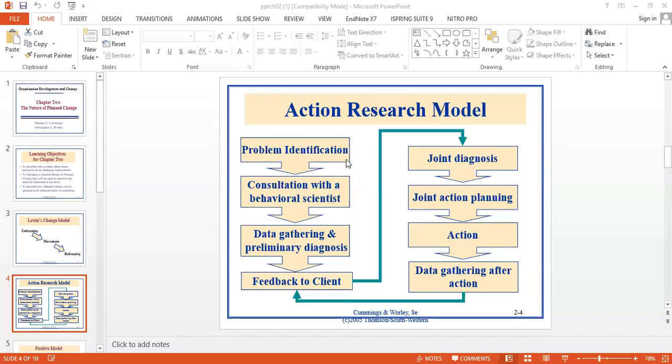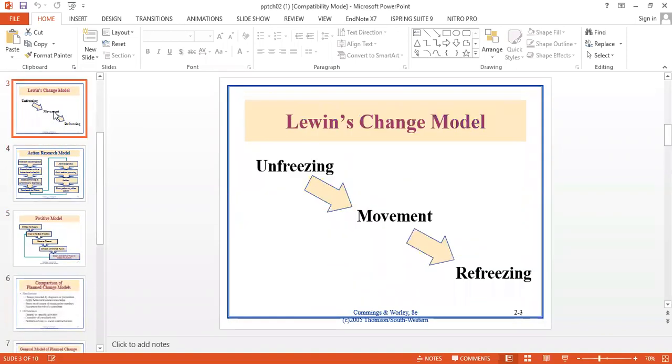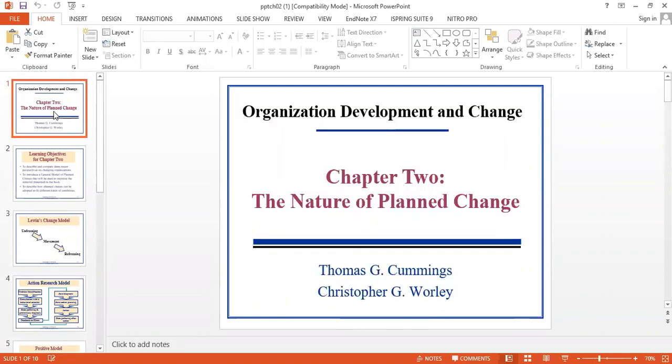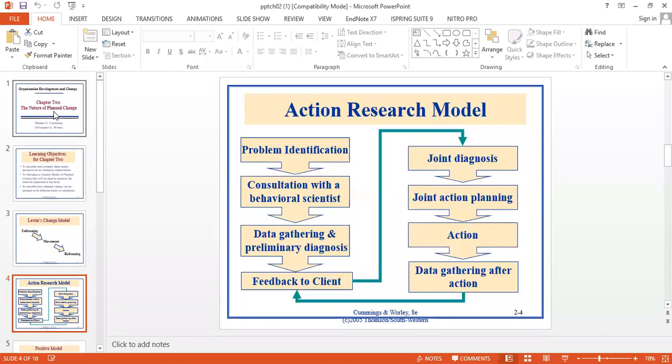Bismillah ar-Rahman rahim. This is another important set of slides and chapter for discussing another important area of the course on organizational development. Before going to the whole chapter, I would like to discuss first the important part of organizational development, which is related to the action research model.